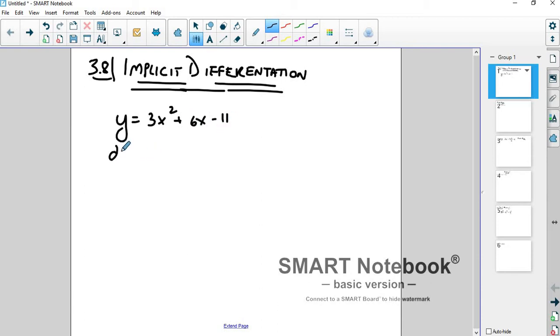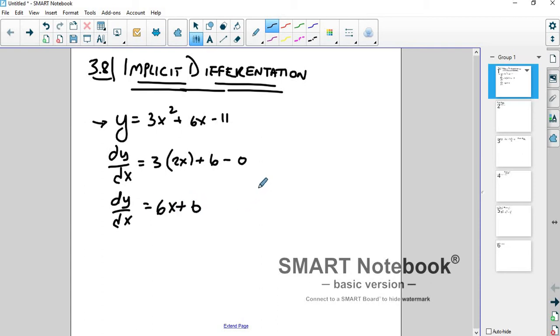When we've been taking the derivative and getting dy dx, we've explicitly solved for y. Y has been all by itself over here, and we've had the derivative of 3x squared, which is 3 times 2x, plus the derivative of 6x, which is 6, minus the derivative of 11, which is 0, and then we get dy dx is equal to 6x plus 6, and that's it, no big deal.